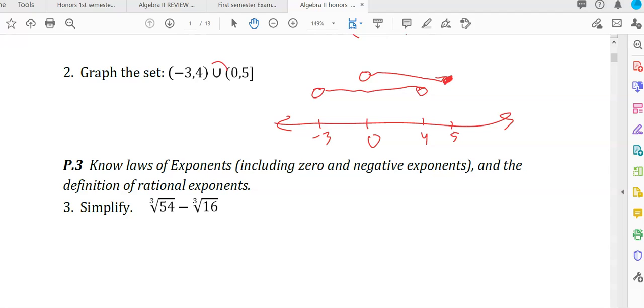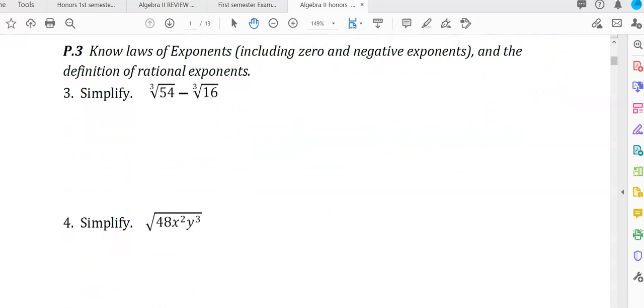Okay, so union means not just the intersections. The intersection would just be this, right? Just from 0 to 4, not inclusive. But because it's an OR statement, it means this all the way to this, all that is going to be solutions. So, or either one. So it's not just the overlap. The and would only be in there. So I would write my final answer in interval notation. It would be from negative 3 to 5, bracket, parentheses.